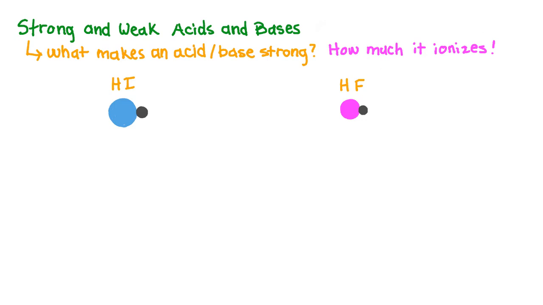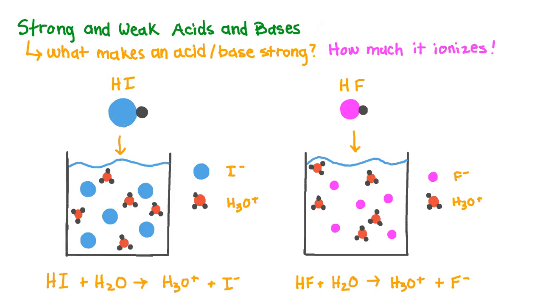Let's take a look at two pretty similar looking acids, HI and HF. Both contain hydrogen and a halogen, that is an element in group 17. Since both HI and HF are acids, when they're introduced to water, they will donate their protons to water, forming H3O+ and an anion, I- in the case of HI and F- in the case of HF.